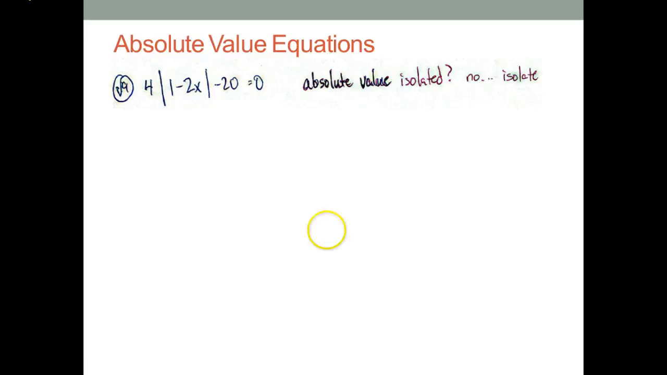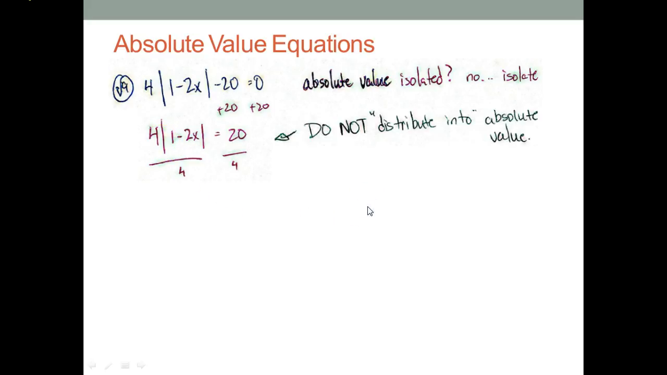This absolute value is not isolated. The absolute value here is 1 minus 2x. So I have to isolate that absolute value. I'm going to start by adding 20 to each side, which gives me this 20. And see this 4 that's on the outside of the absolute value. You see that I'm dividing. That's because you cannot distribute into an absolute value.